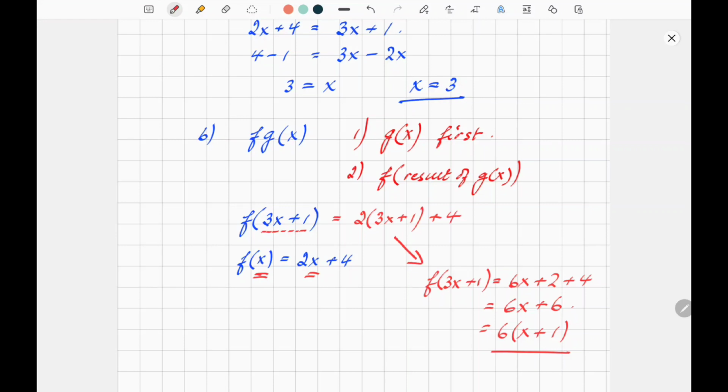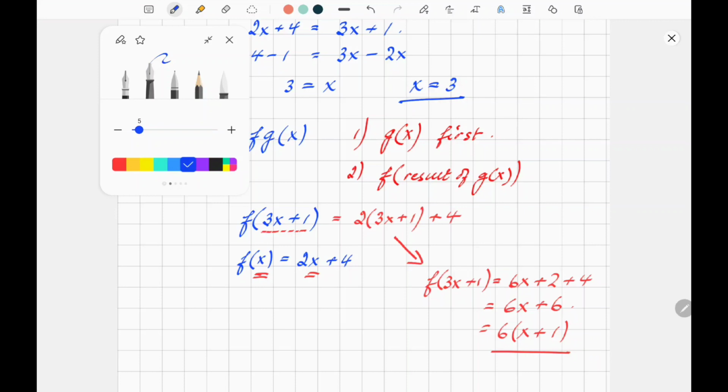Now, watch out. You know the question? It says, simplify the expression for fg of x. That's why I factored it at the end. You need to simplify it as much as you can. Any questions on that one? No? All right.